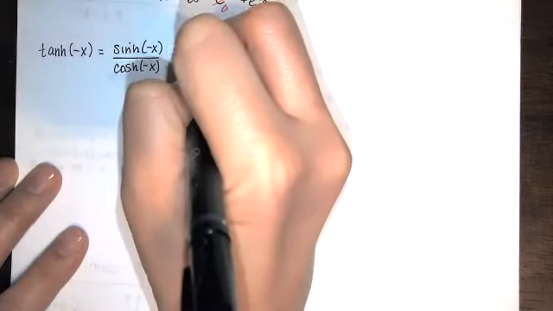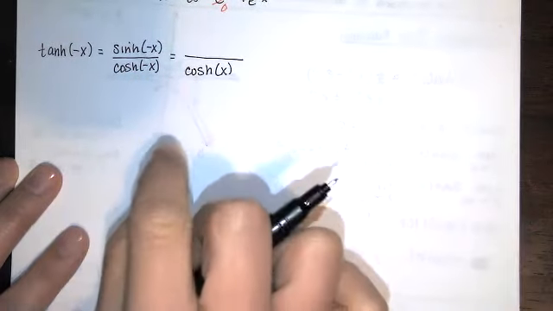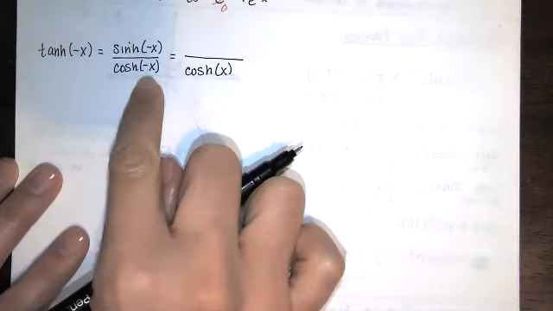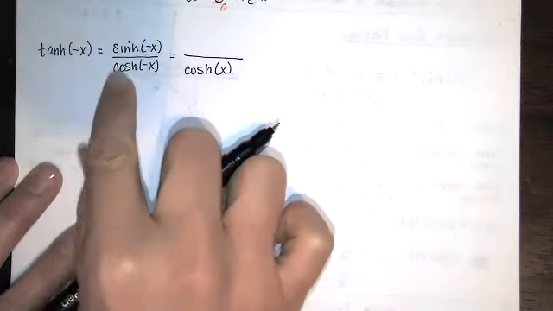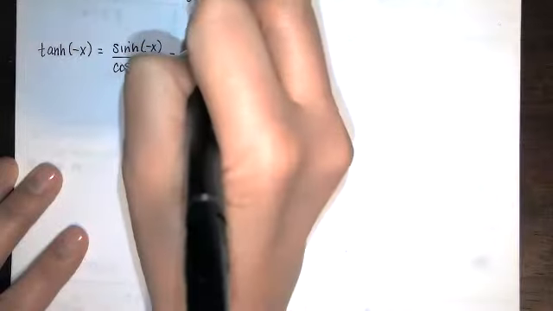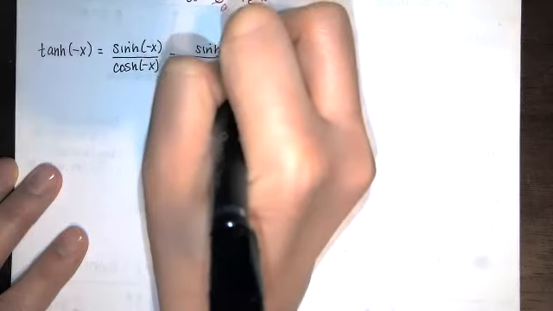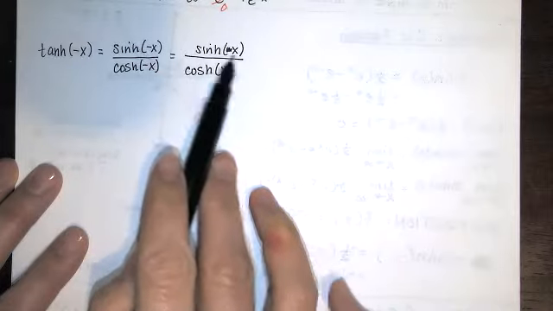Well, hyperbolic cosine is an even function. So this and this are exactly the same. I go x units to the left, x units to the right, I get the same y value. For the hyperbolic sine, it's an odd function. So if I go x units in one direction and x units in the other direction, they are actually opposites of each other.